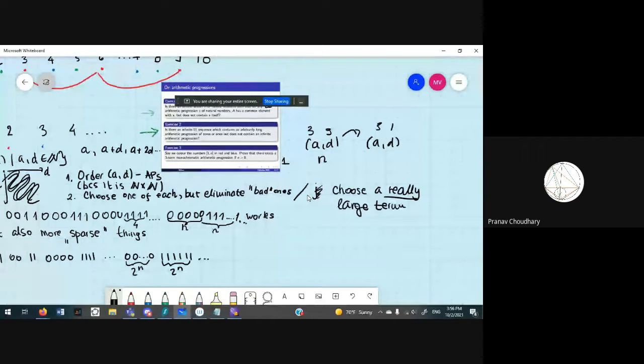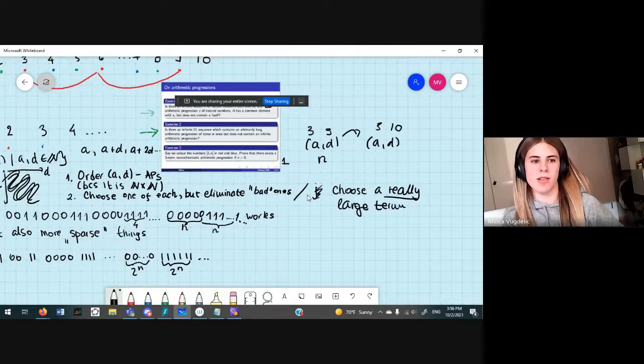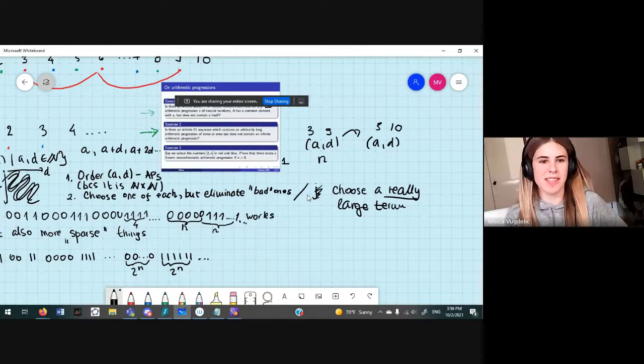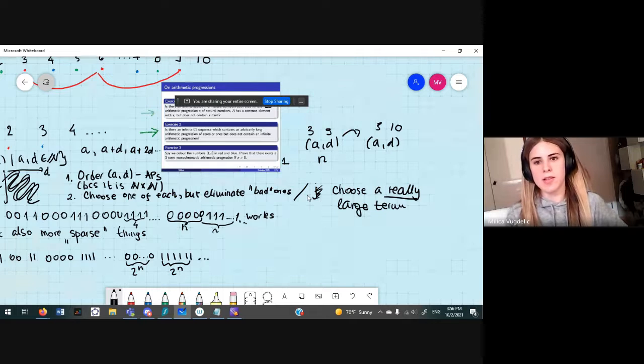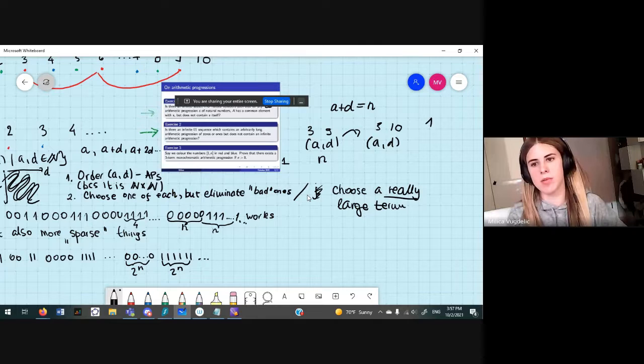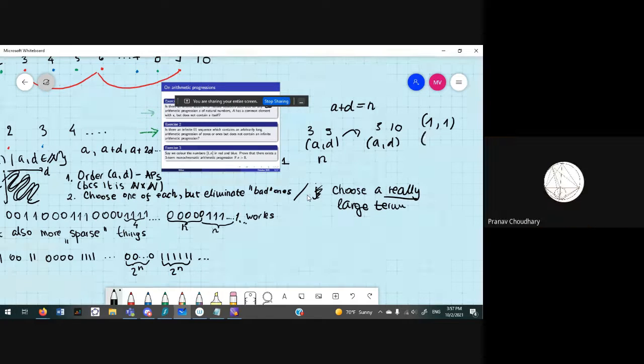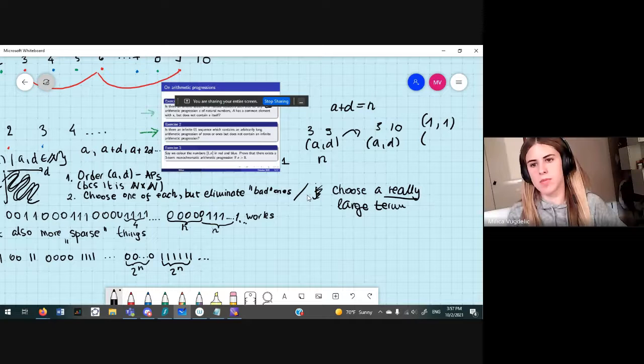310. Oh, what do you mean by ordering APs? In what sense are you ordering them? We're just finding a bijection to n in some random order. Nothing spectacular. We could go by, say, sum A plus D equals n, and then prioritize A. That could work. So we can order them like this. Okay, got it.